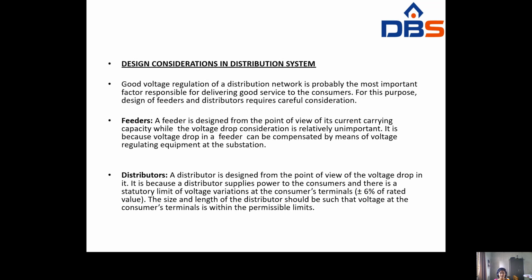There is a statutory limit of voltage variations at the consumer terminals of plus or minus 6% of the rated value. For example, if the rated voltage is 230 volts, there can be up to 6% increase or 6% decrease. That means plus or minus 6% voltage fluctuations may occur. The size and length of the distributor should be such that the voltage at the consumer terminals is within the permissible limits.